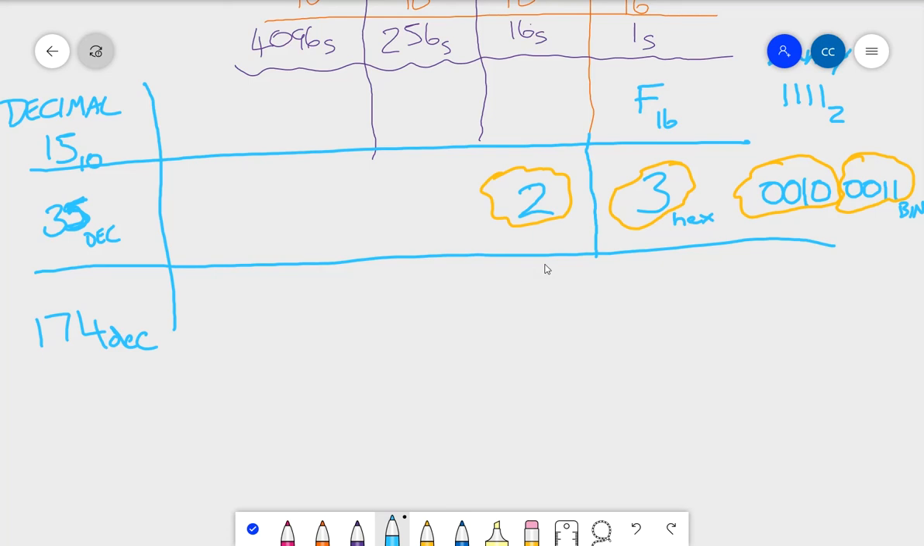So let's look at the number 174 for a minute. Now it's less than 256, so we're in this second column again. We're in the 16s column. How many 16s are in 174? Well, 16 times 10 is 160, and 14 is 174, so we're definitely going to need 10 of these. Now, what is the hexadecimal value or symbol for 10?